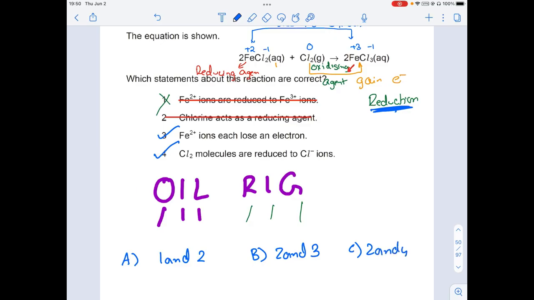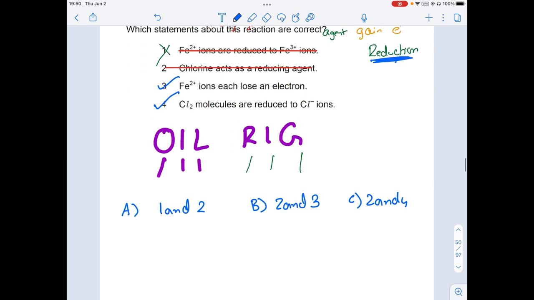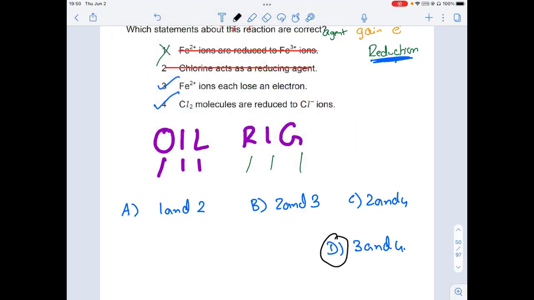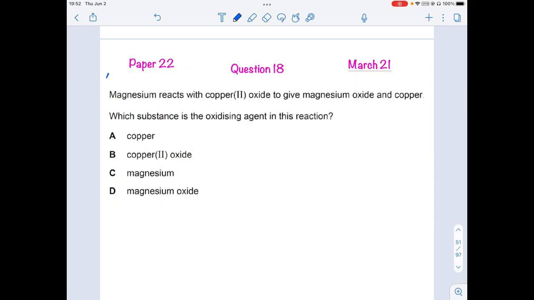And option D, let me write it out over here. Option D was 3 and 4. So we can see which option is correct. Option D, 3 and 4, is going to be correct. Only 3 and 4 are correct. Remaining all are wrong. Coming to the next question, question number 57 from March 21, paper 22, question number 18.